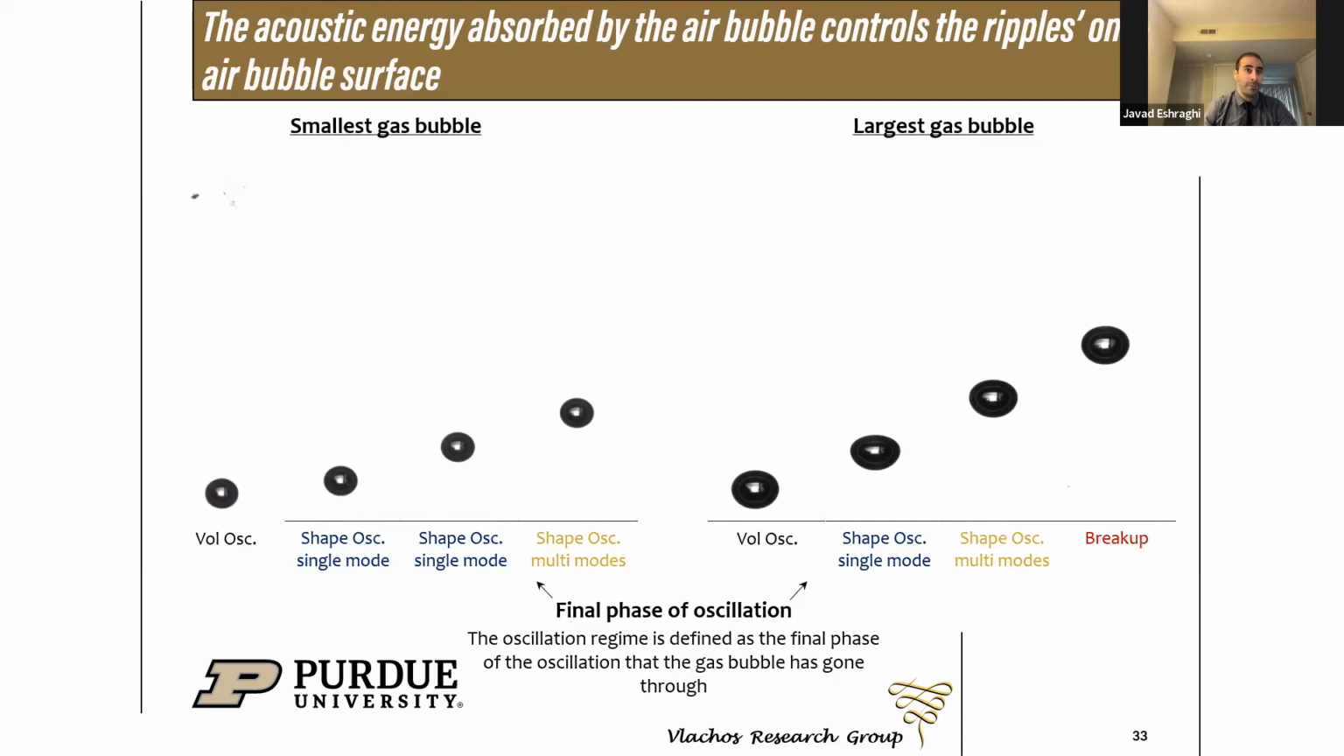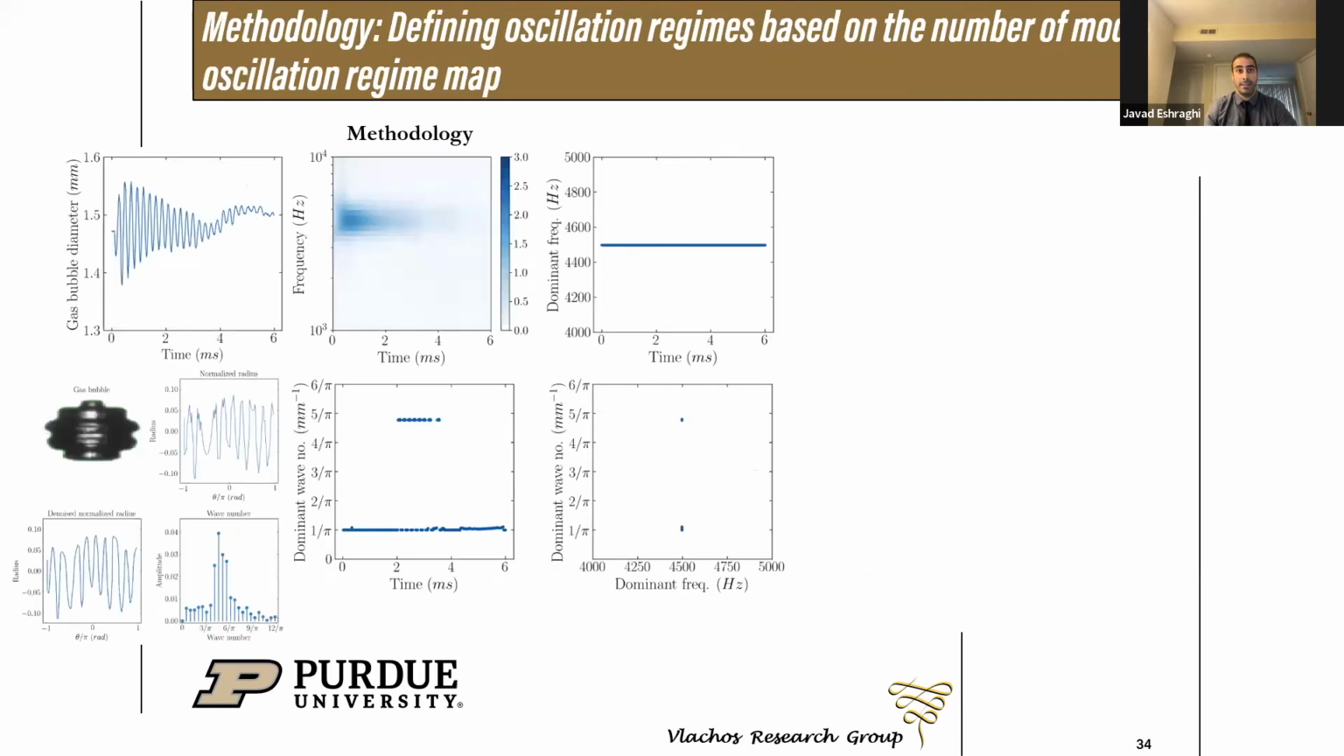But before we test our hypothesis, we need to develop a robust way of oscillation regime determination and a method to find the absorbed energy by the bubble. So we proposed a frequency-based approach to define different oscillation regimes. In this approach, the air bubble volume variation over time signal, which is obtained from the high-speed imaging, is analyzed with the continuous wavelet transform to find the dominant frequency of size variation over time, which is this plot on the top right. I don't know if you see my cursor, but the top right plot.